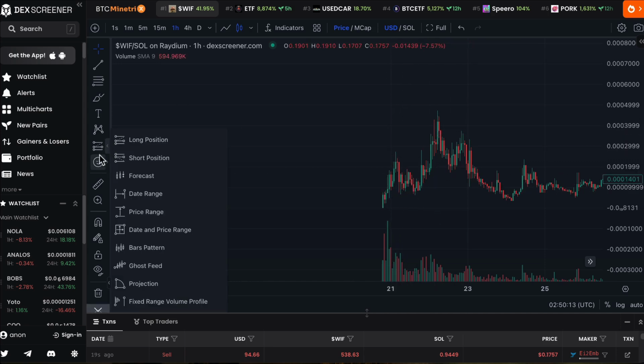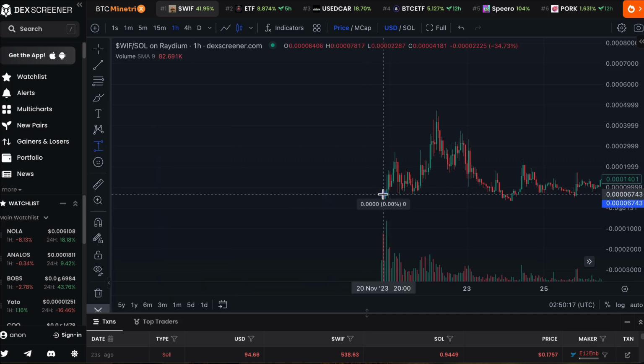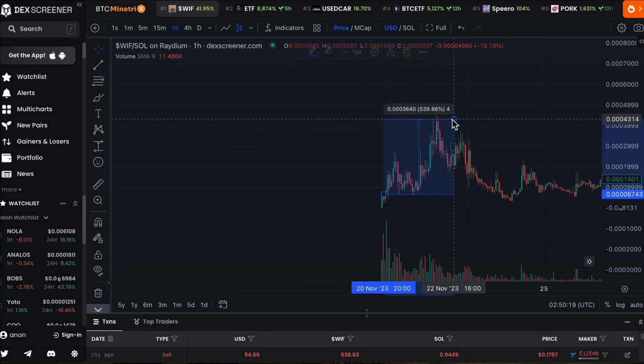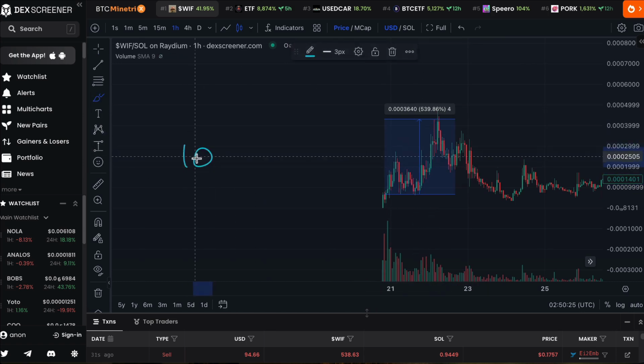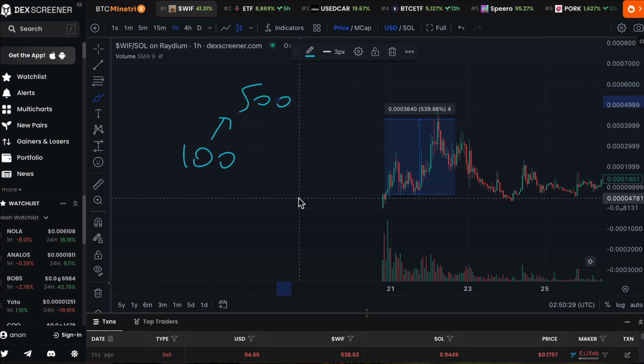But in terms of percentage, if you click this button here with the 3 lines and you go to price range, and then you click, drag up, and then hold, you'll see that was actually a 500% move. What that means is, roughly, let's say 500%. It means basically 100 could have turned into 500 or 600 pounds, if you got in here in the first hour or two. So something to note there.